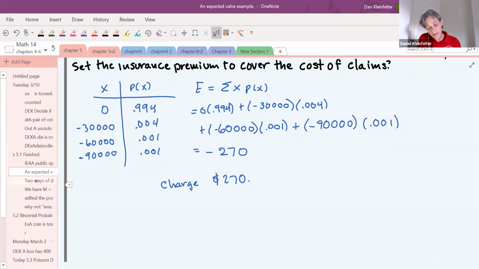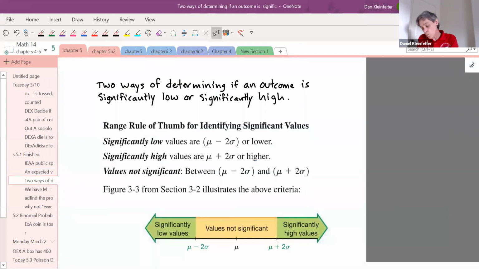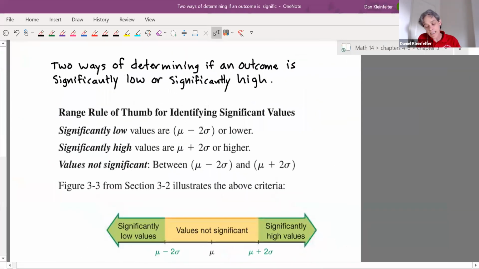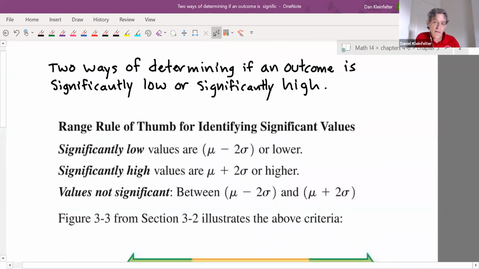Okay, so now moving on, one of the things we want to be able to do is decide whether an outcome of some random process is significantly high or significantly low. And we have two ways of doing that. One is in terms of the standard deviation, and one is in terms of probabilities. So let's take a look at both.